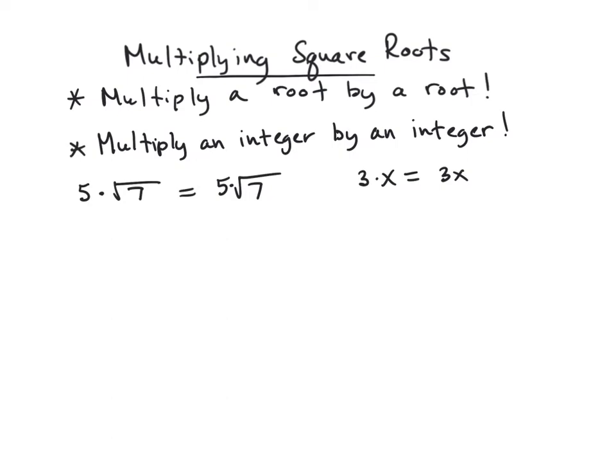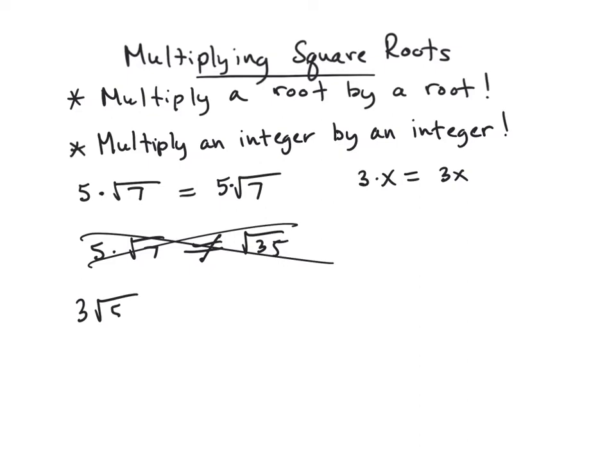You cannot multiply a whole number or an integer by a root. It does not work. In other words, 5 times root 7 is not, and I repeat, not root 35. Those are not the same thing. Check it on a calculator. Don't do it. If you have 3 root 5 times 4 root 7, you can do that though.